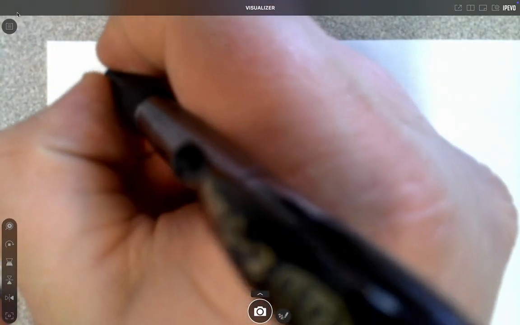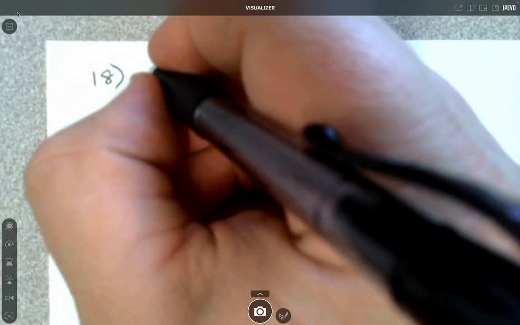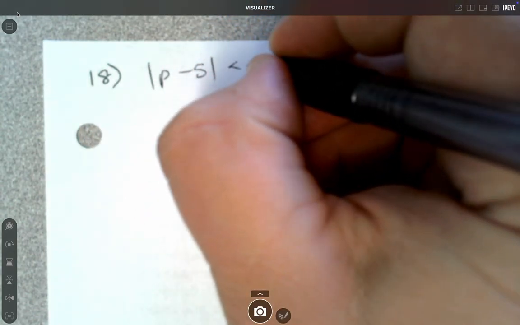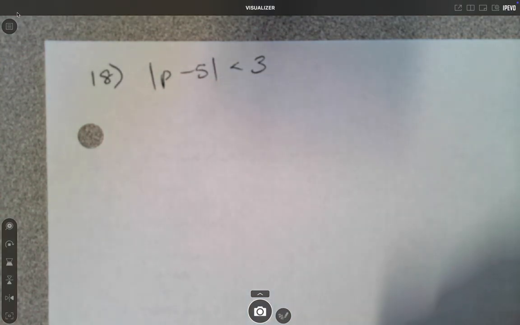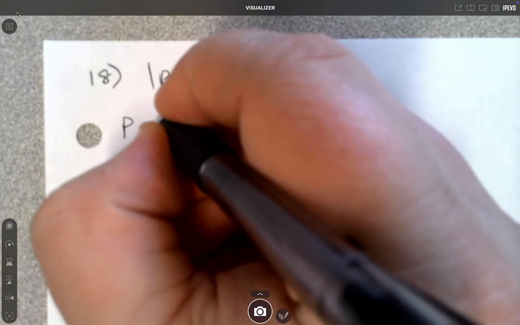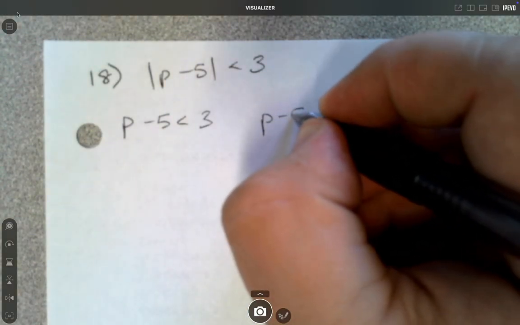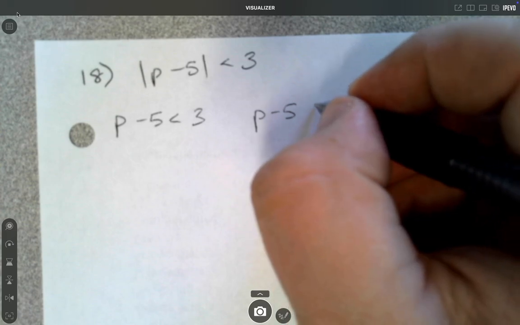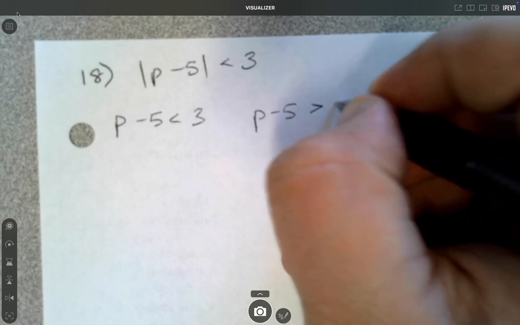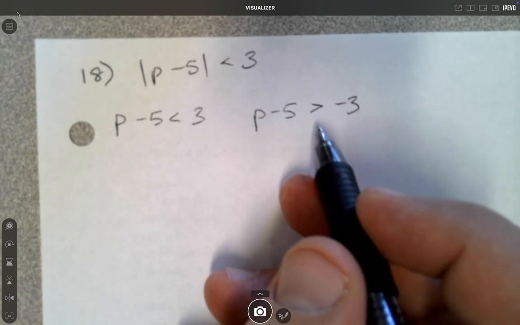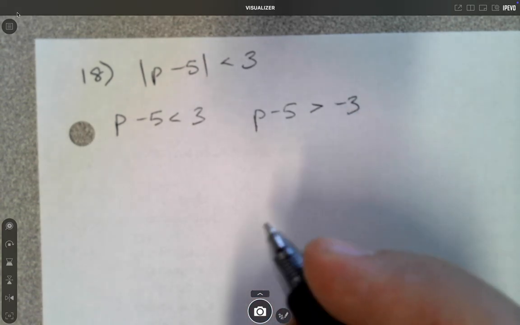Okay, 18, we are shifting to the absolute value. Remember these, you have to set up two different inequalities because of the absolute value. So |p - 5| < 3. We start by doing one inequality that's written just like this one, but without the absolute value. Then we write one where the side on the left stays the same, but we change it to greater than -3. So we have to do two changes. We have to flip the inequality sign and change the sign of the answer.